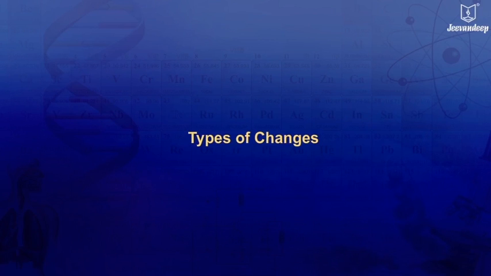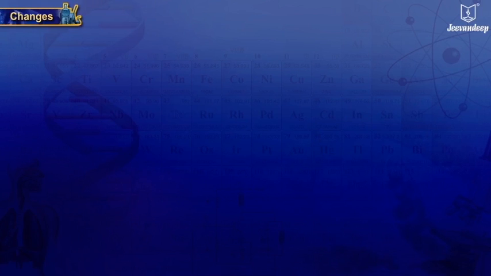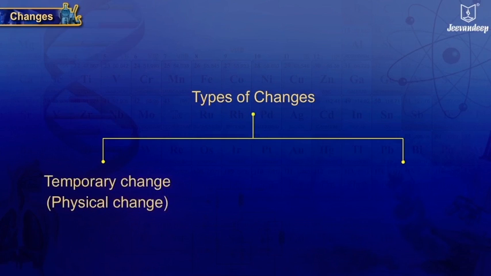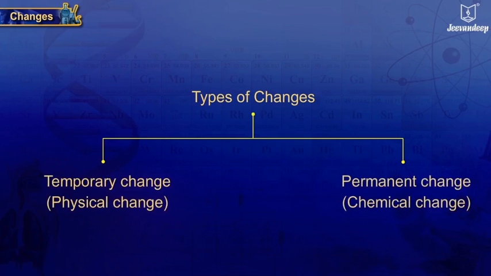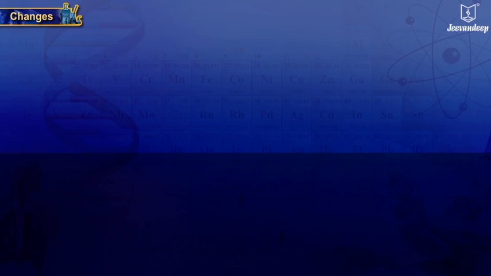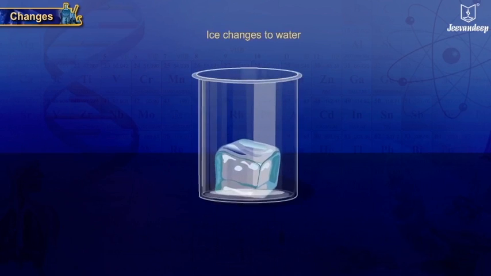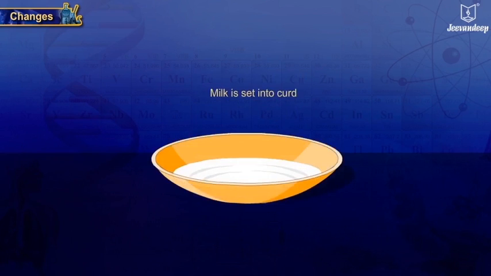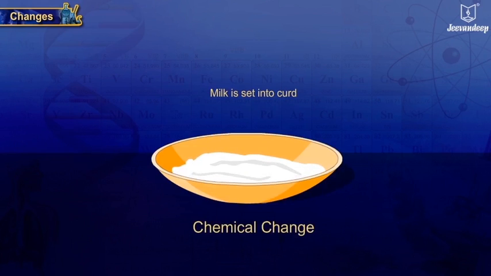Types of changes. We come across various types of changes in our daily life. Some are temporary, physical, and some permanent, chemical. For example, ice changes to water, physical change. Milk is set into curd, chemical change.